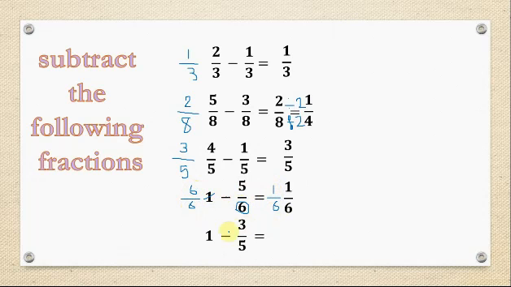The next one, 1 minus 3 over 5. The same, we will look at the denominator because it's a whole number, it's 1. So I will look at the denominator. It's 5, so the 1 will change to 5 over 5. So the new question is 5 over 5 minus 3 over 5. Okay, the denominator is 5, I will keep it. Then 5 minus 3 equals 2. So the answer is 2 over 5.